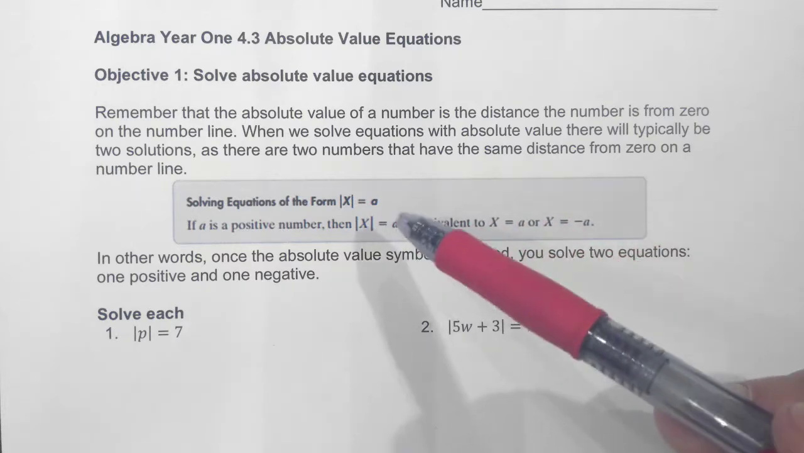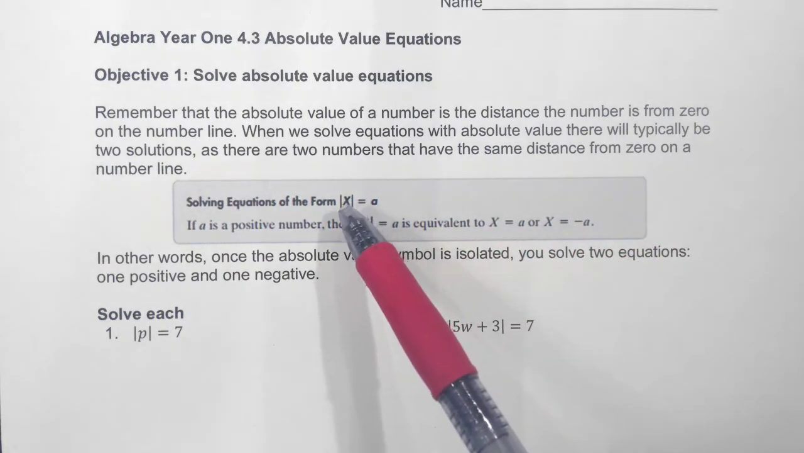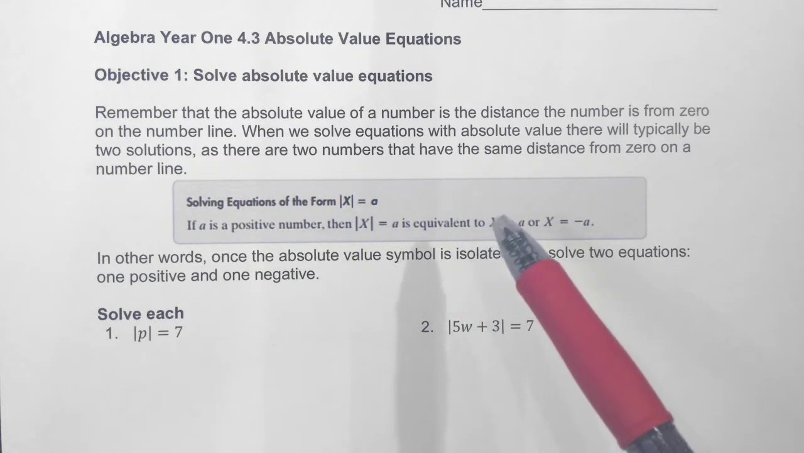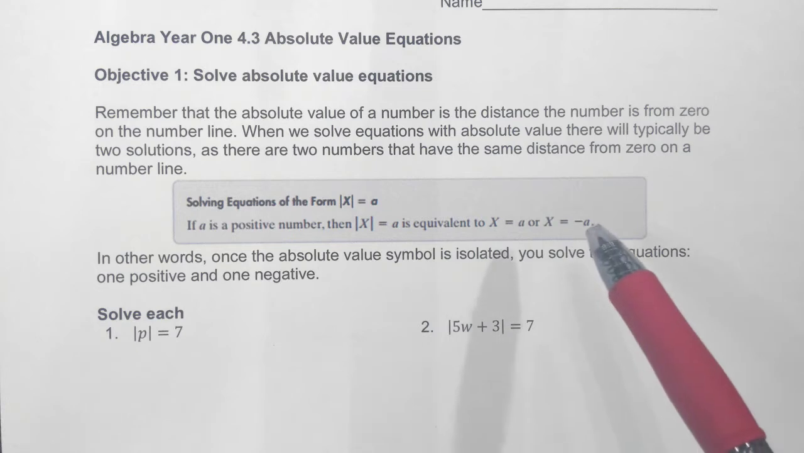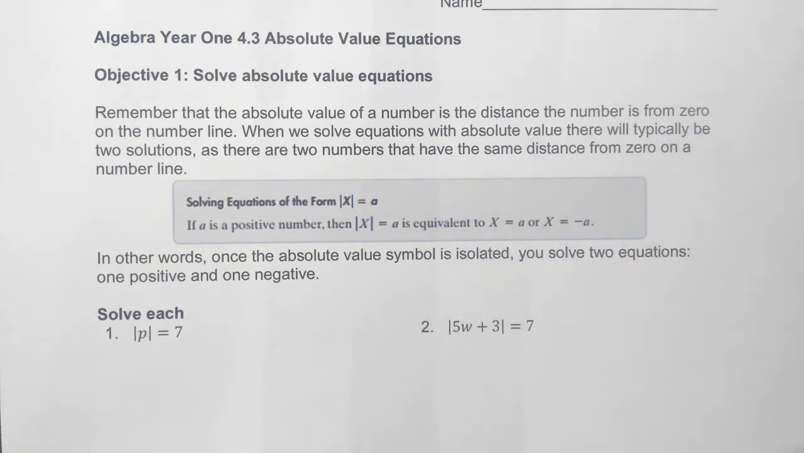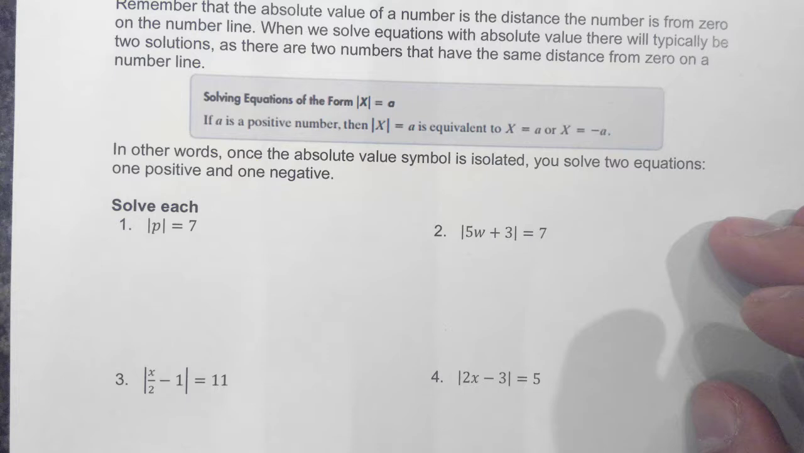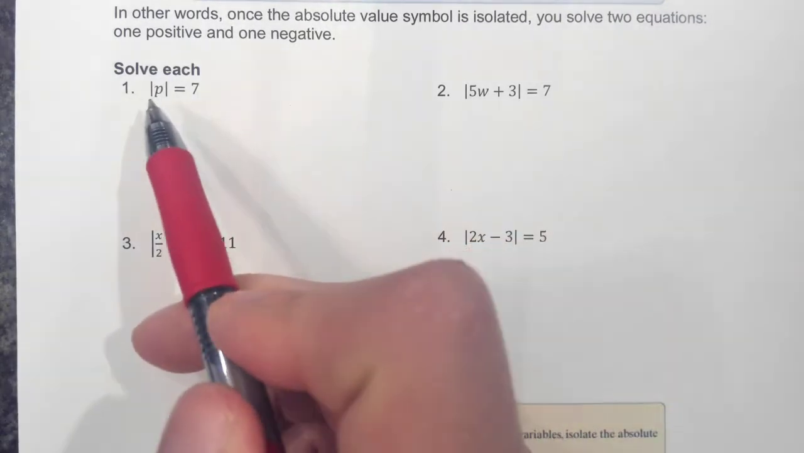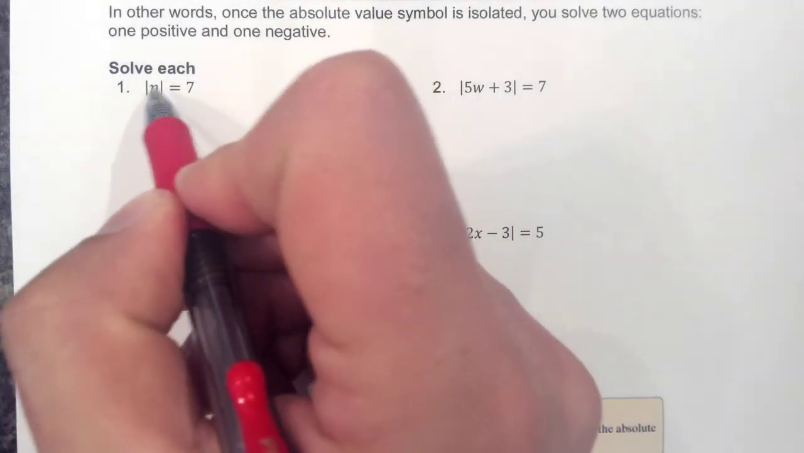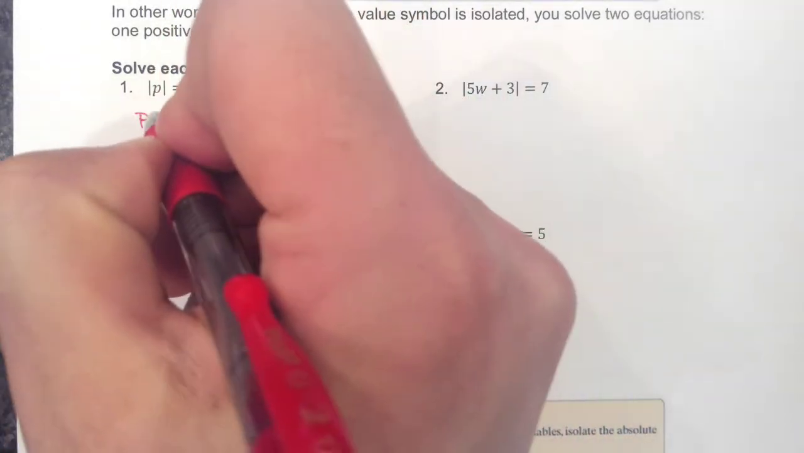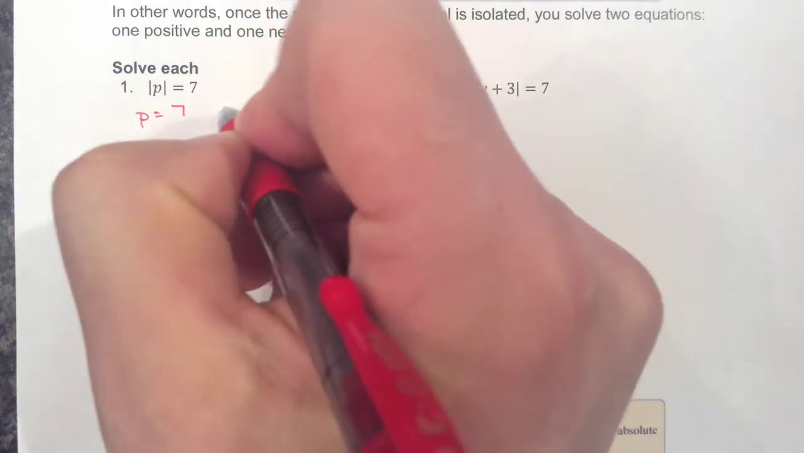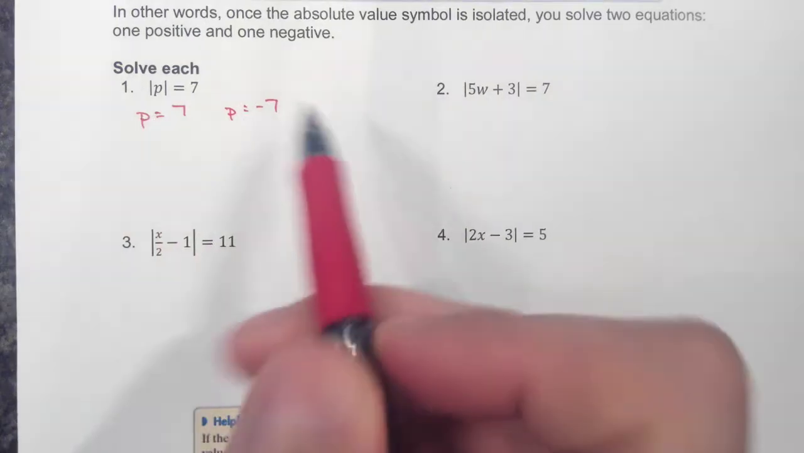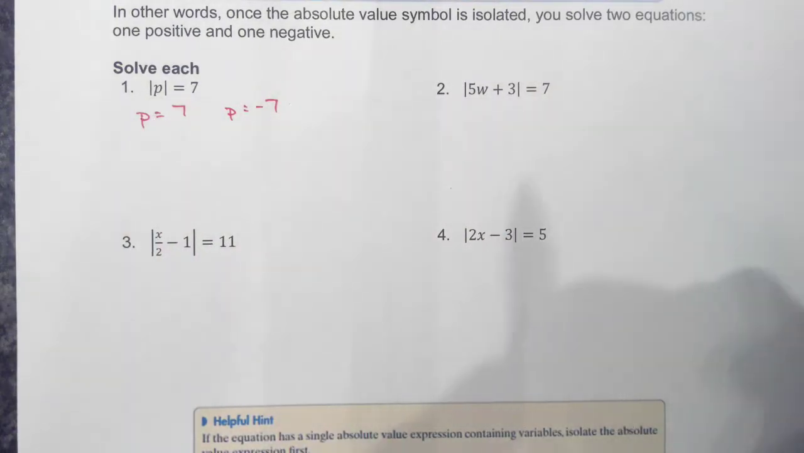To solve an absolute value equation, you're going to isolate the absolute value, and then you're going to set that equation, dropping the absolute value, equal to the positive version and the negative version. My first four examples here, the absolute value is already isolated. If I look at this one, the absolute value is by itself on its own side of the equation. So I write two separate equations, one equal to the positive version and one equal to the negative version. Since I have p equals 7 and p equals -7, that one's already solved. There was nothing to do.